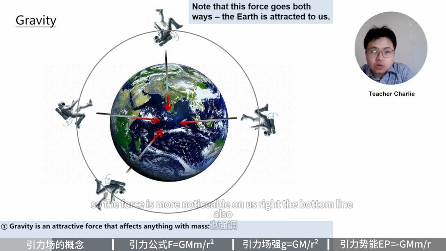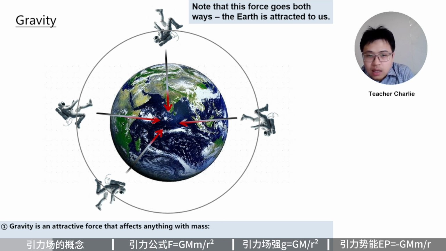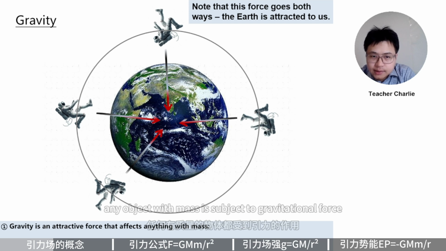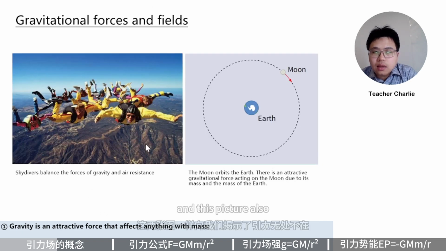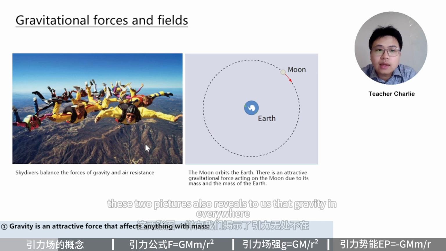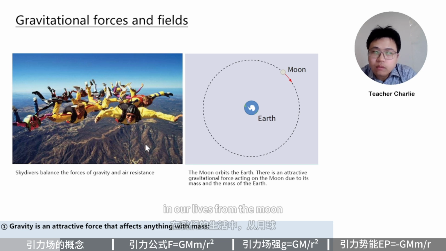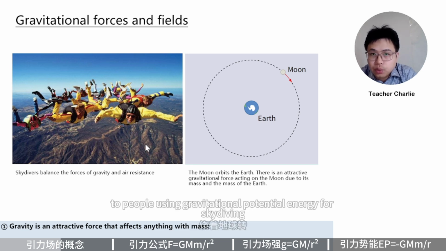The bottom line also emphasizes one point: any object with mass is subject to gravitational force, which is why any two celestial bodies in the universe are attracted to each other. And these two pictures also reveal to us that gravity is everywhere in our lives, from the moon orbiting the Earth to people using gravitational potential energy for skydiving.